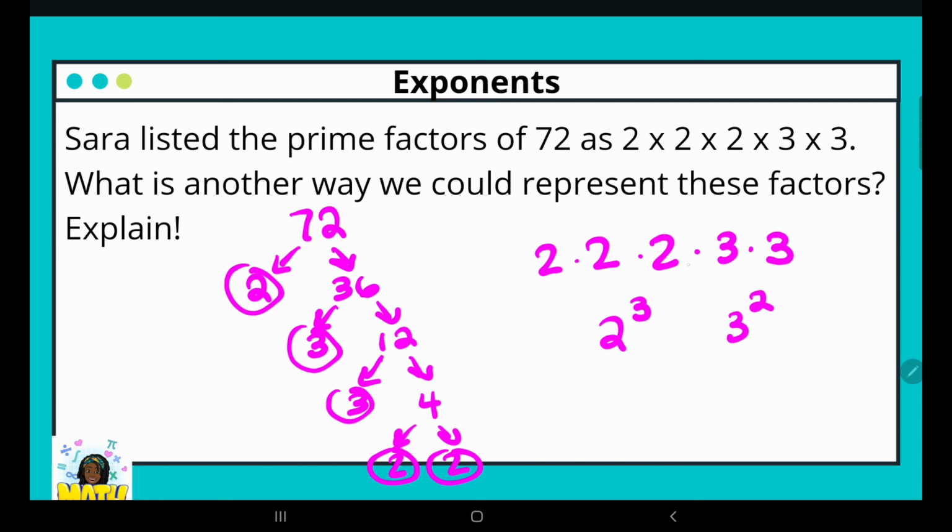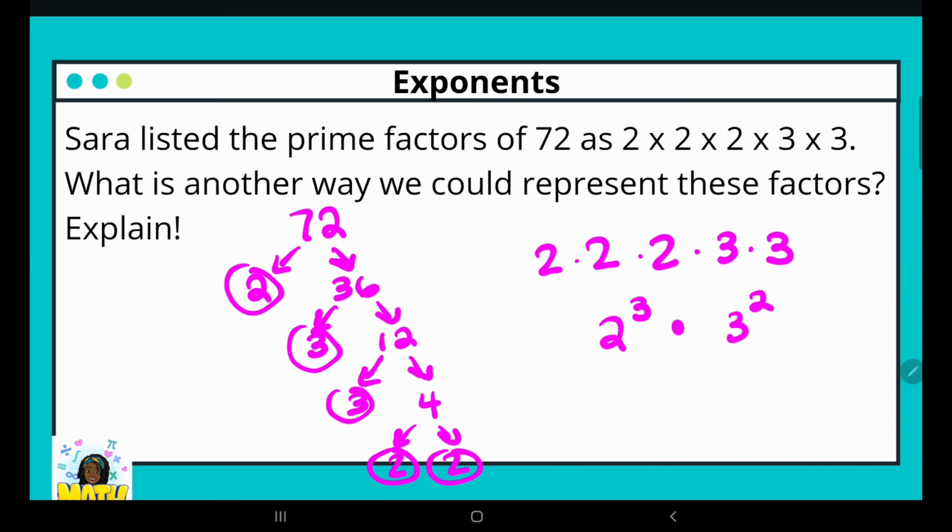Now, let's look at what operation is happening in between these. So the 2's are being multiplied, I represent that here. The 3's are being multiplied, I represent that here. And then I'm going to bring down that multiplication symbol. Now, could I have represented this as 2 to the 5th power? No, because I don't have 5 2's. I cannot combine my 2's and my 3's with the same exponent. I have to represent them separately.